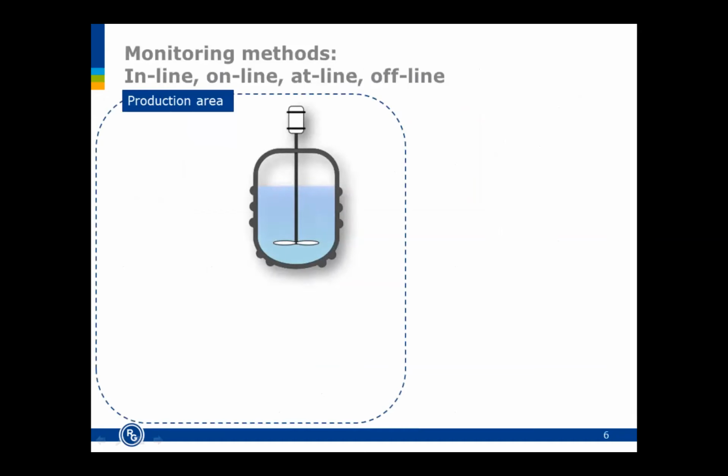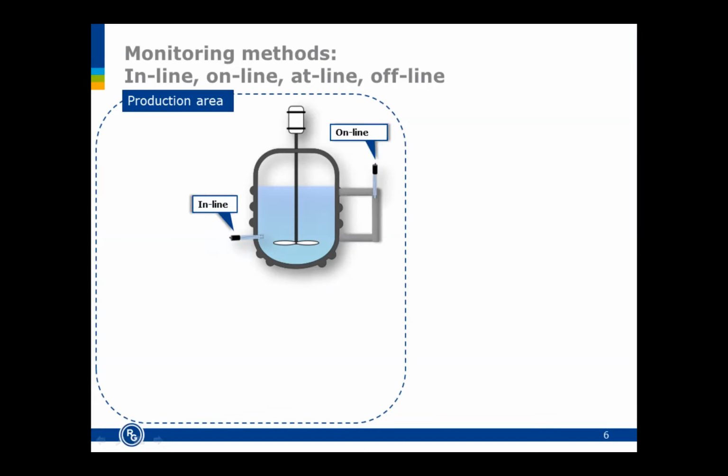PAT provides the sensors required for real-time monitoring and control. According to the type of monitoring, there are different types of sensors. Let's assume we have a production plant with a bioreactor. If the measurement is carried out in the production area and the sample is not removed from the process stream, then we talk about inline sampling and inline sensors.